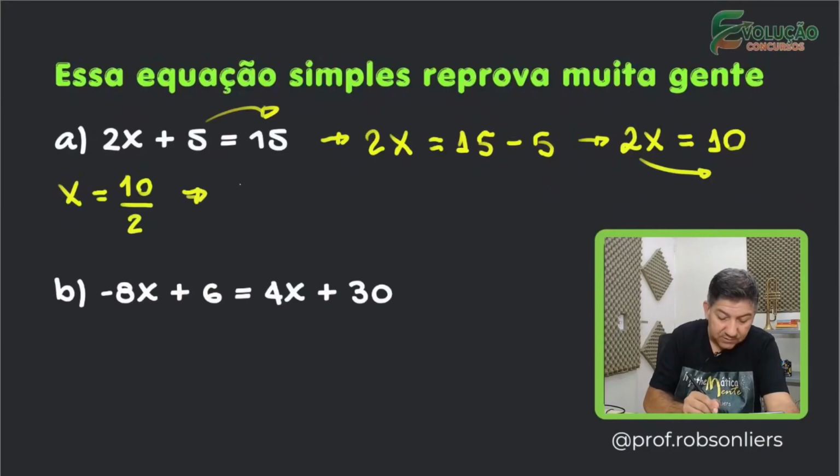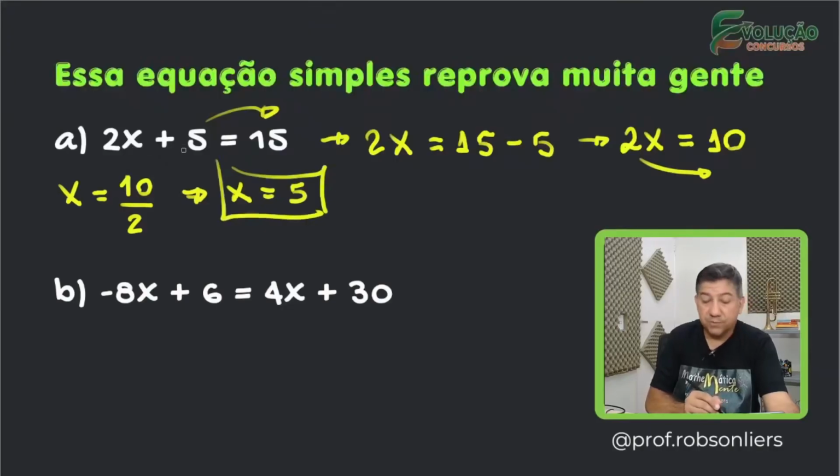All right, here we found the value of x equals 5. That's the value that satisfies this equation. If we substitute x with 5, it will be 2 times 5, which is 10, plus 5 equals 15. Well, now we have part B, which is a little more complex.